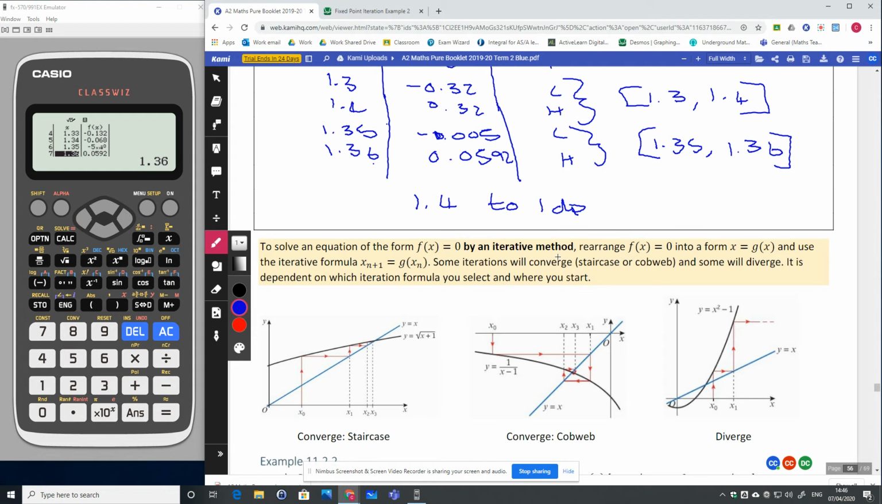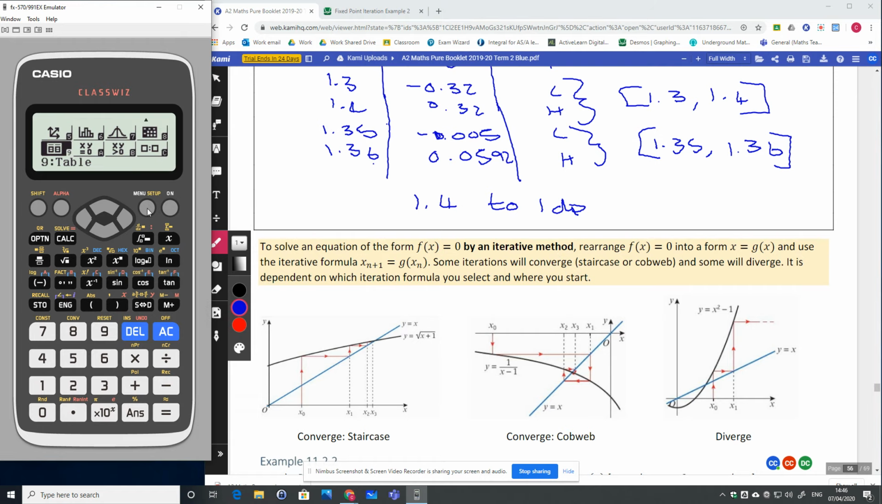And again, you've seen iteration before in terms of sequences. The idea is that we just keep substituting numbers in to get closer and closer to the value that I'm looking for. So I've turned my calculator back on to calculation, so number 1.